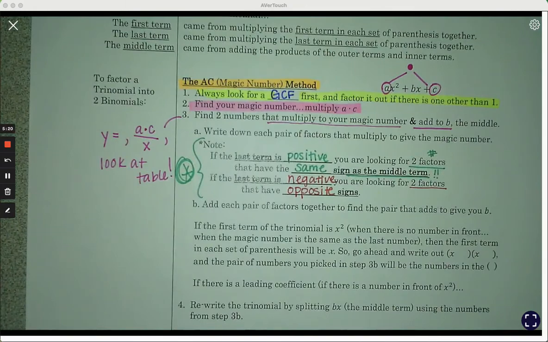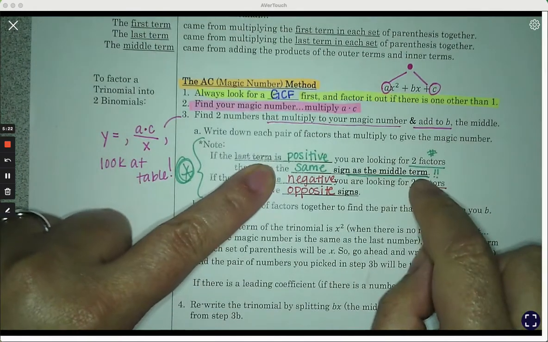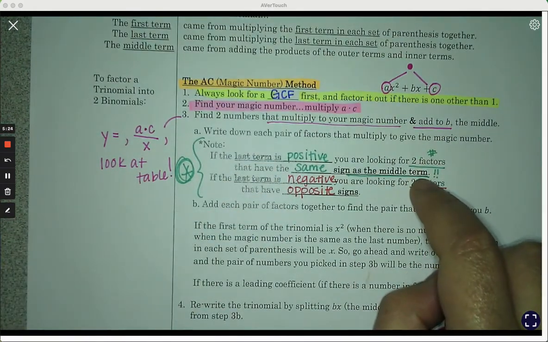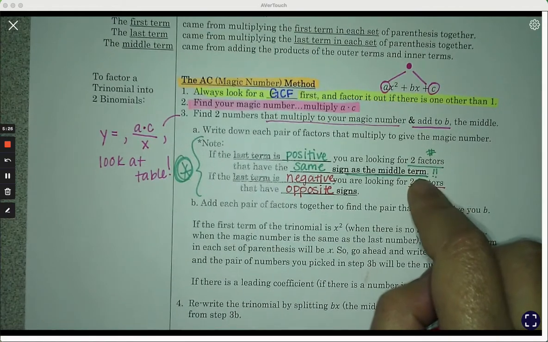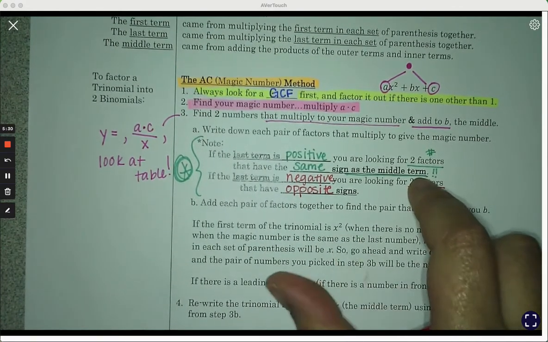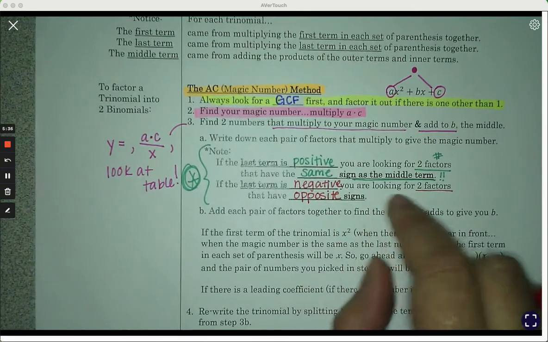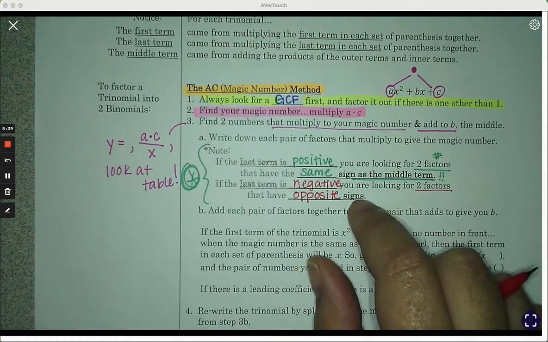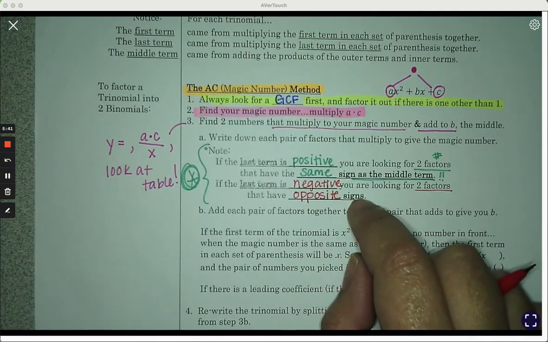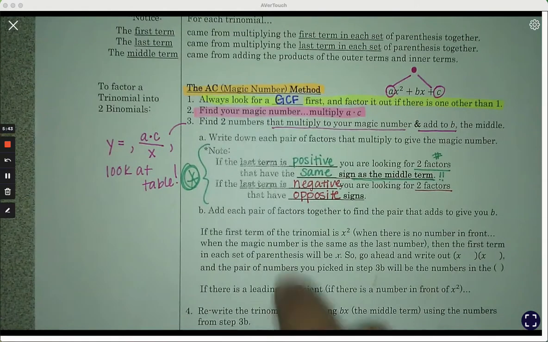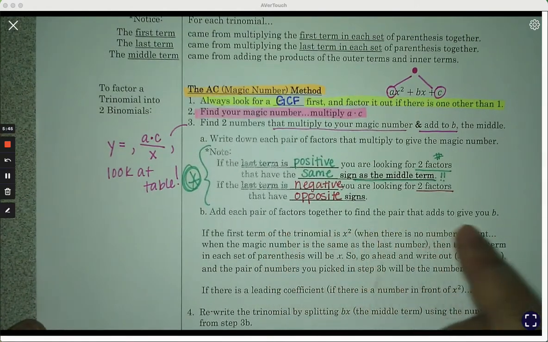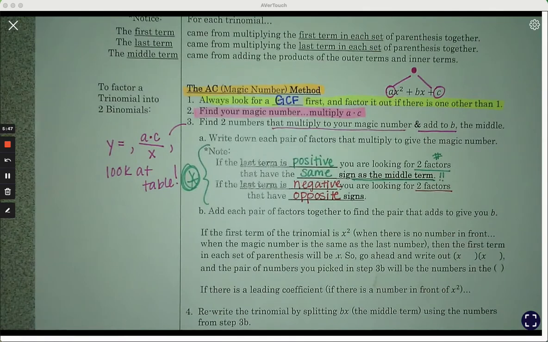Okay, so when I say same as the middle term, if b is positive, both of your numbers should be positive. If b is negative, both of your numbers should be negative. Okay, if the last term is negative, you are looking for two factors that have opposite signs. So one's going to be positive, one's going to be negative. Okay, then we add each pair of factors together to find the pair that adds to give you b. Okay.